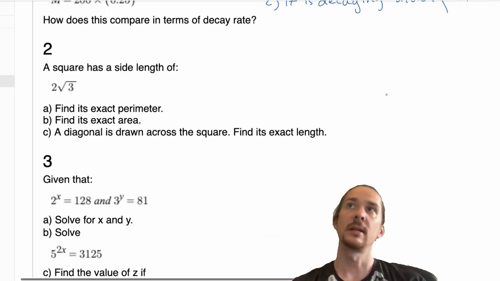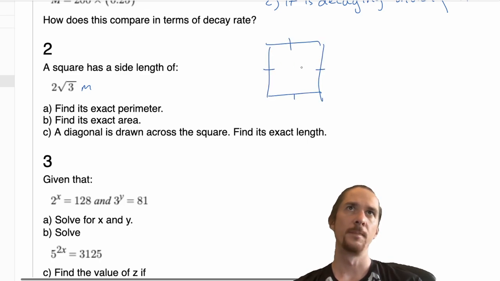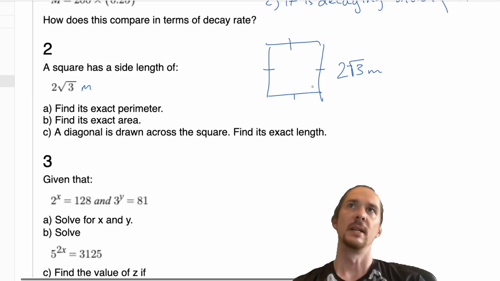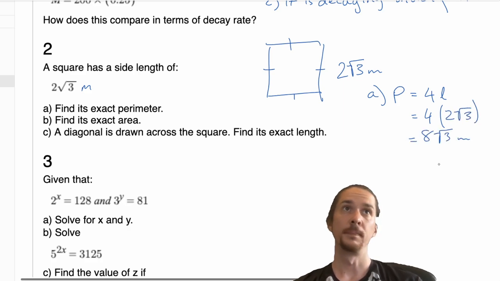A square has a side length of 2 root 3. There should be some units here. Let's call it meters. So here is my square, and the side length is 2 root 3 meters. Now the exact perimeter: for a square, P is 4 times the side length. In other words, 4 times 2 root 3, and so that's just going to be 8 root 3 meters.